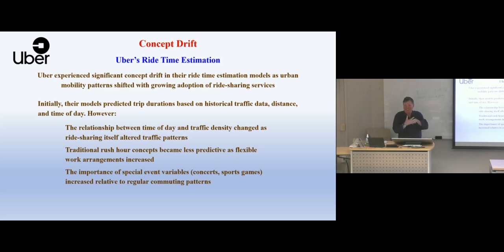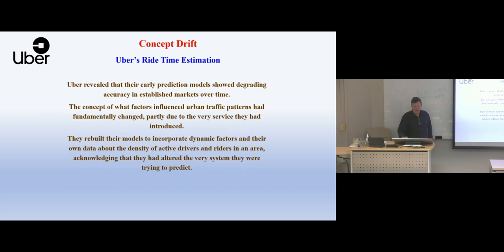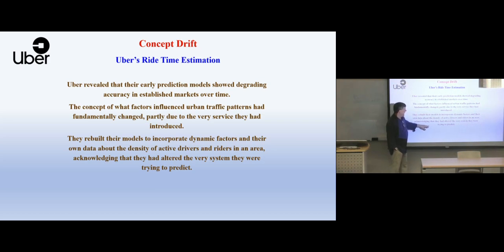And, sorry, Uber's here. So, that was interesting. Notice they had the grading accuracy in established markets. By established markets, their own rides were changing traffic. So they had to change the features again. This is interesting. The density of active drivers and riders in an area, and they knew that they had changed the very system. So they GPSed everybody, which they did to start with, but they recognized they were changing this. Now, I don't think we have enough Uber and Lyft here to change our traffic patterns.